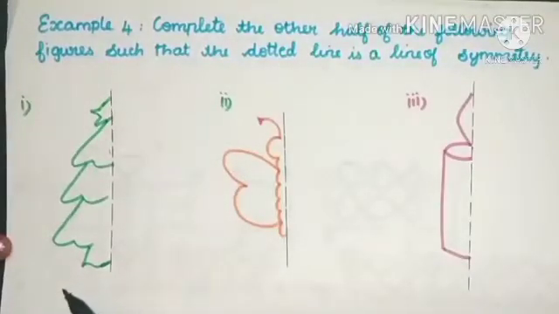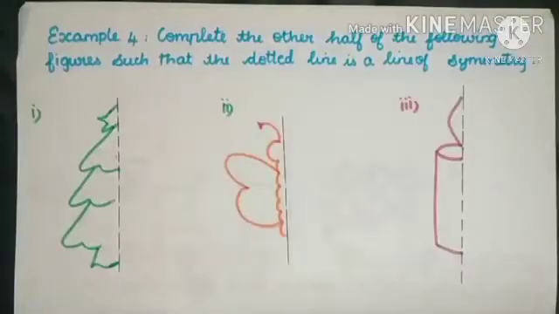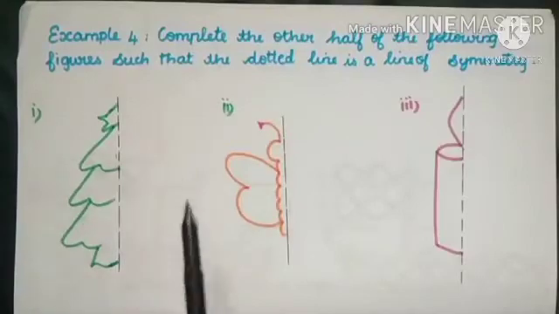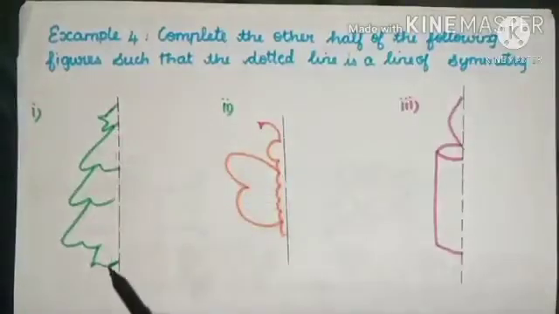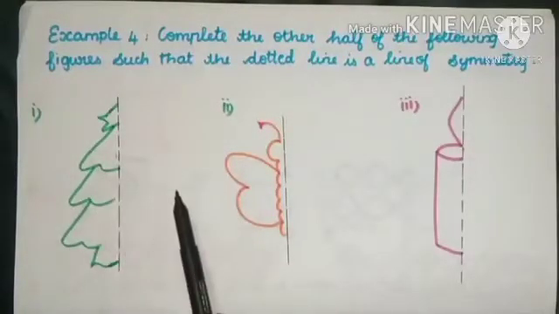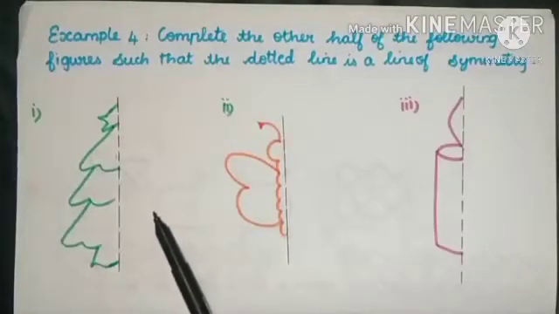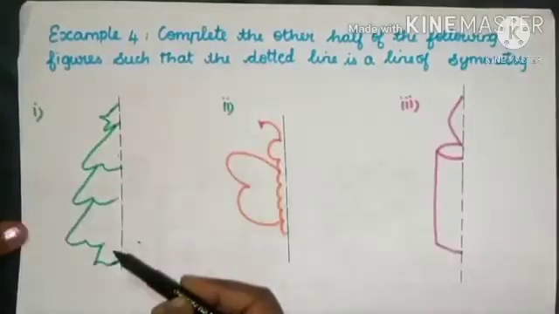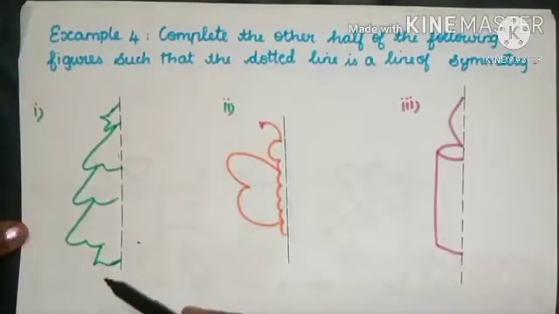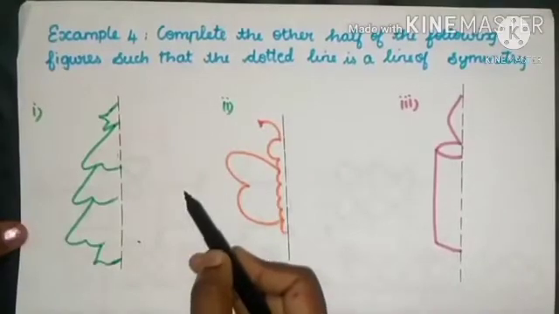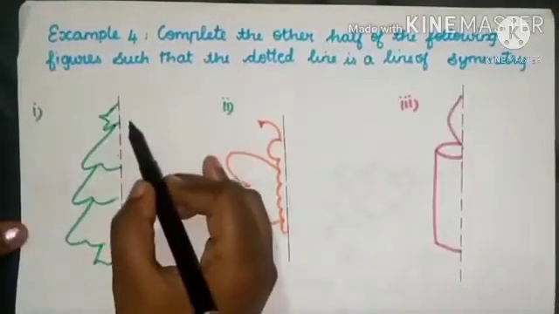What is meant by line of symmetry? The line that divides any figure into two equal halves such that each half exactly coincides with the other is known as a line of symmetry. Okay, in this sum, we are going to find the other half of the following figures. This dotted line represents what? Yes, line of symmetry, the line that divides any figure into two equal halves. Now we are going to find the other half of the figure.